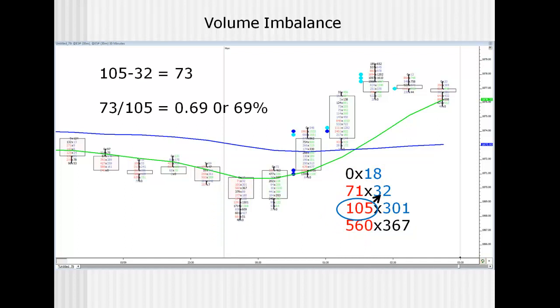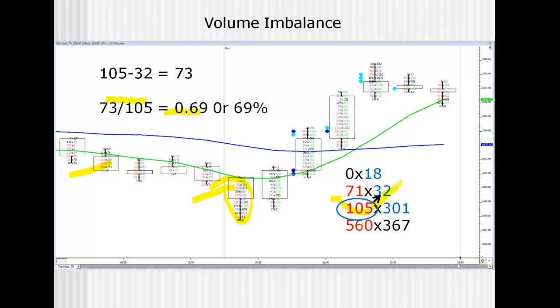Let's do the calculation together here just to demonstrate how we arrive at that percentage. And I'm doing it here for the example that we show. And remember, we're looking at the candle right here, this one here, and in this case we are looking at 105 and 32. Notice we look diagonally. 32 is the ask and 105 is the bid. Now, we subtract 32 from 105, we get 73, and then we divide 73 by 105, it gives us 0.69. If we multiply 0.69 times 100 to get a percentage, 69%.